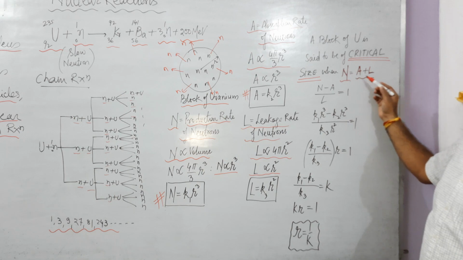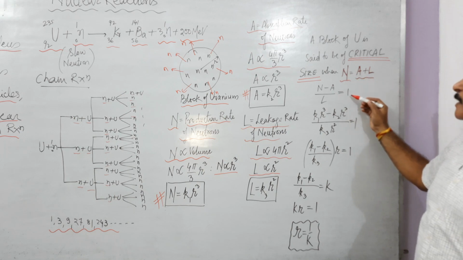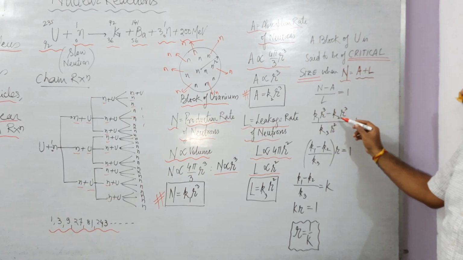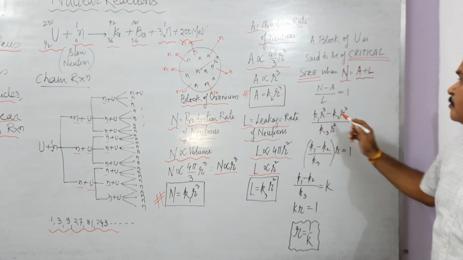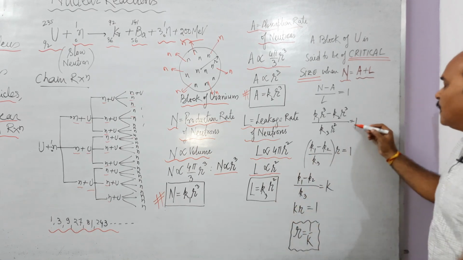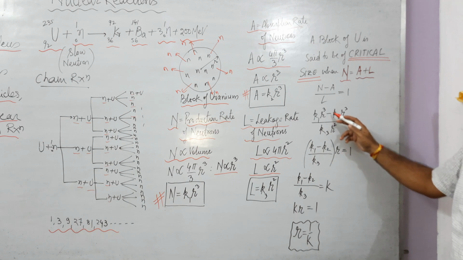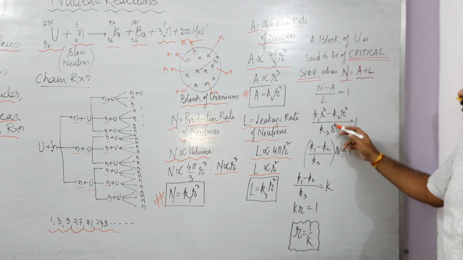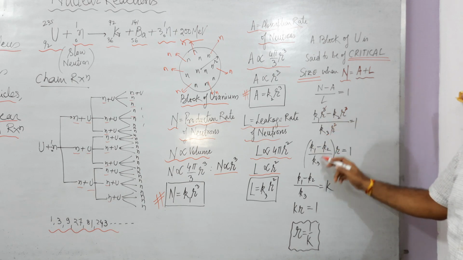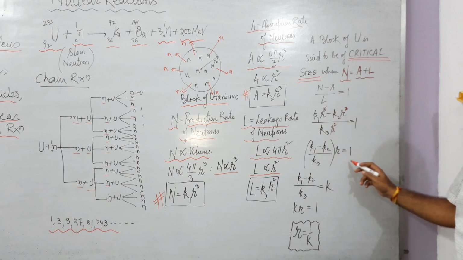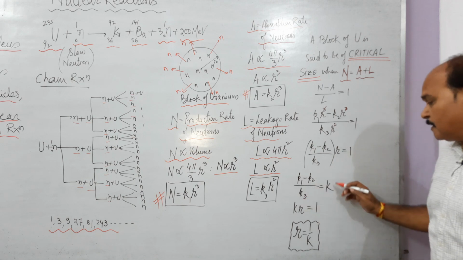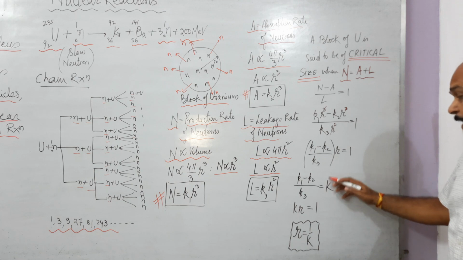N is equal to A plus L, so N minus A upon L is equal to 1. For N we can write K1 times r³, for A we can write K2 times r³, for L we can write K3 times r², and that is equal to 1. We can see that r² cancels out with the power of r³. What do we get? (K1 minus K2) upon K3 times r, that is equal to 1. K1 minus K2 upon K3, the constants, are replaced by another constant K.